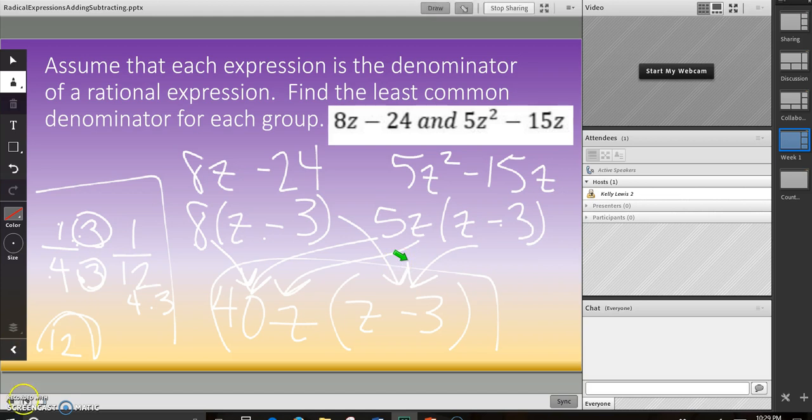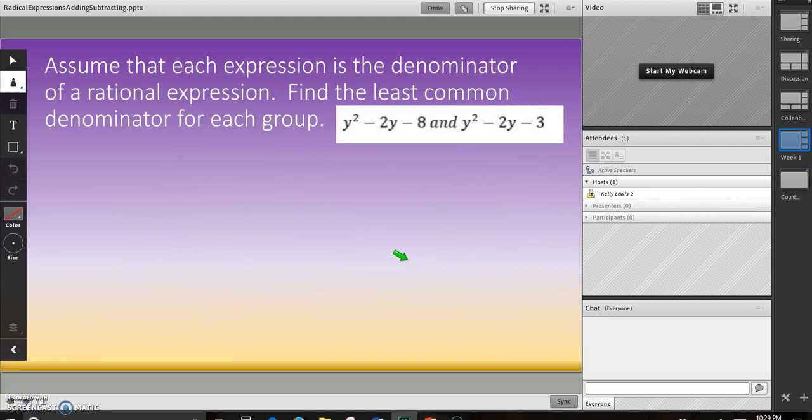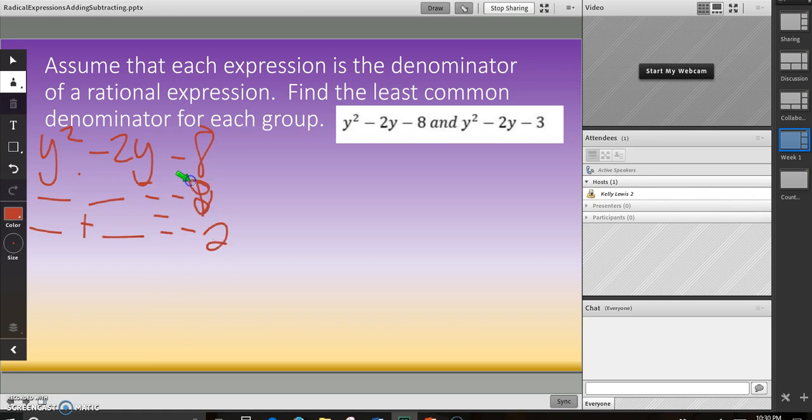All right, let's do another one. Okay, here we are. y squared minus 2y minus 8. y squared minus 2y minus 3. So y squared minus 2y minus 8: multiplies to give me negative 8, adds to give me negative 2. That would be 4 and 2, but 2 is negative, so 4 is negative. So that's y minus 4, y plus 2.